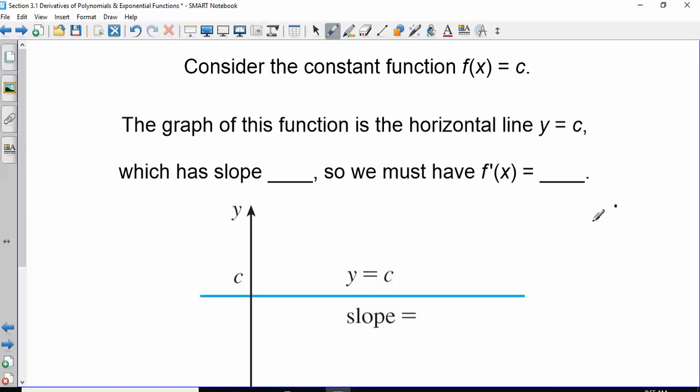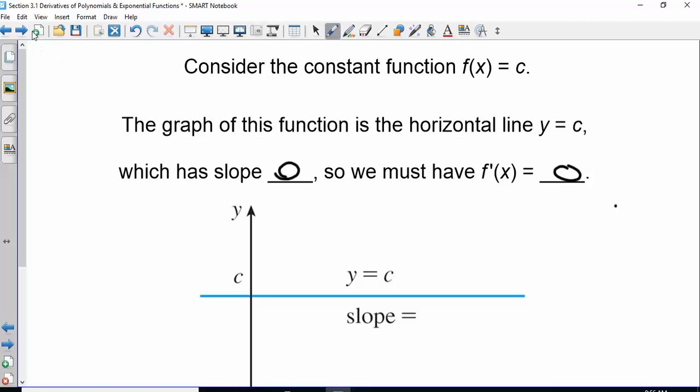So f of x equals 5, f of x equals negative 3. Those are just horizontal lines. We know the derivative is the slope of the tangent line. In this case, the tangent line is going to be the line. What is the slope of a horizontal line? 0. So the derivative is 0. So what this tells us is that anytime you have the derivative of a constant, it's an automatic 0.